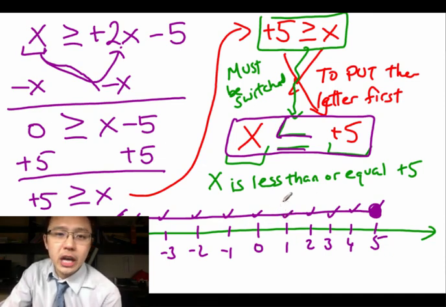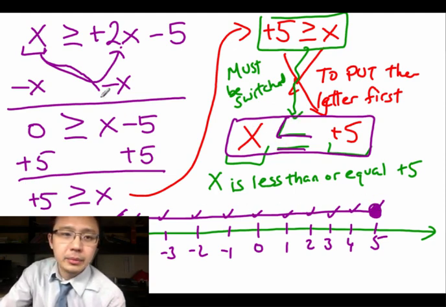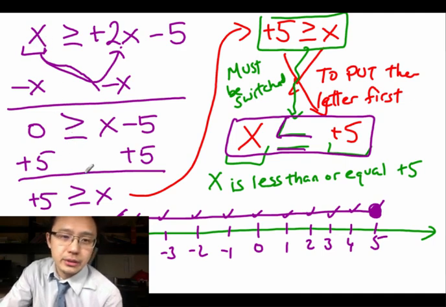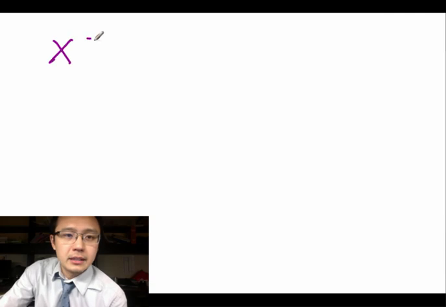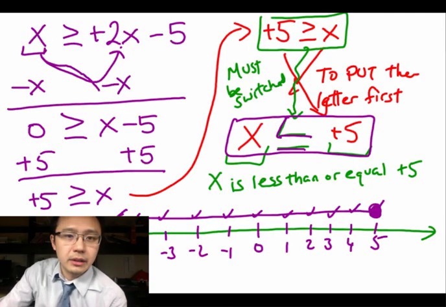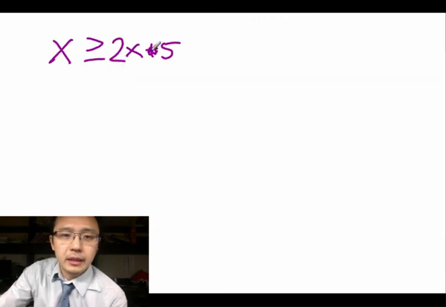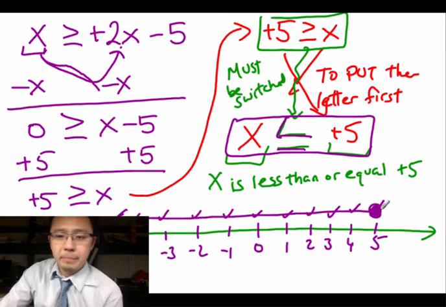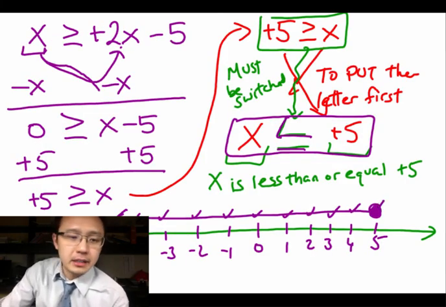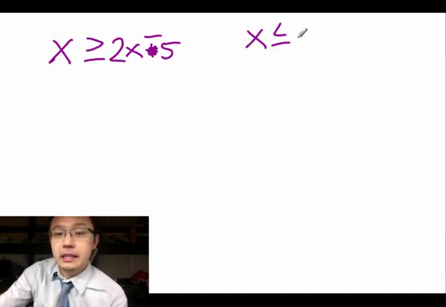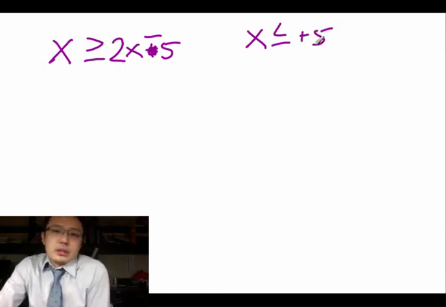And if you want to check this question, you're going to find one number that is along this line and plug it into your x, and it should work. So let's see if I can try this. x is greater than or equal to 2x plus 5. Let me double check if I got that right. Oh, it's -5. So 2x minus 5, and x is less than or equal to positive 5. Okay, so we can choose 5.